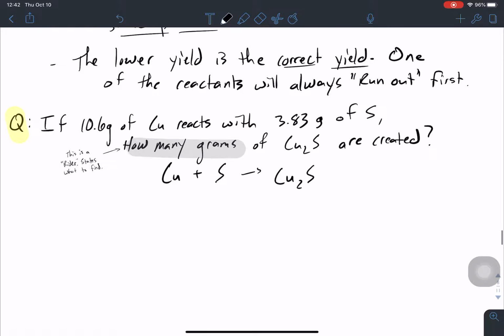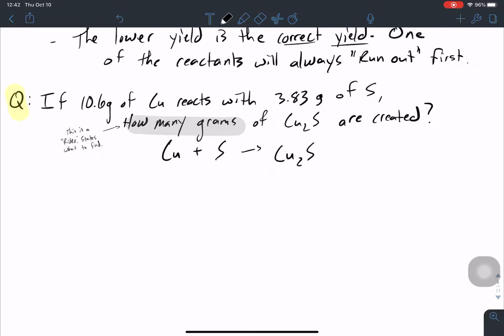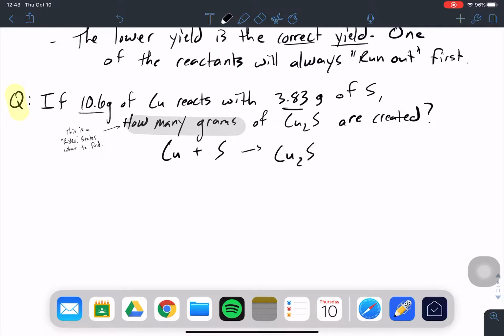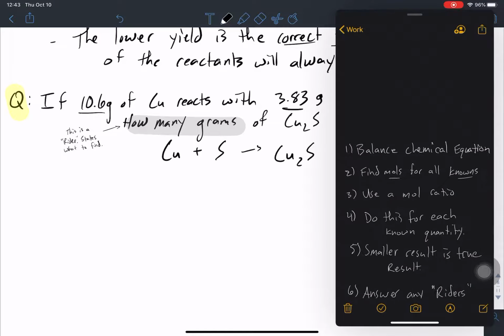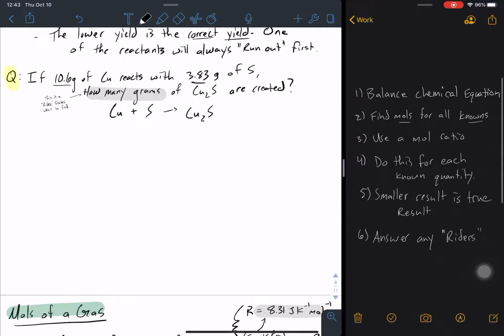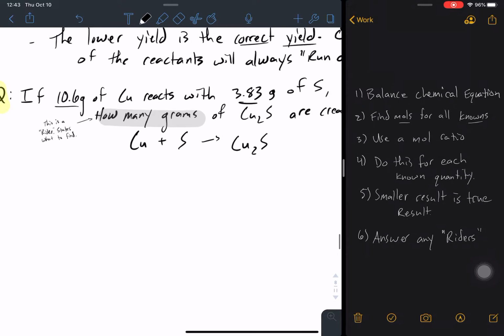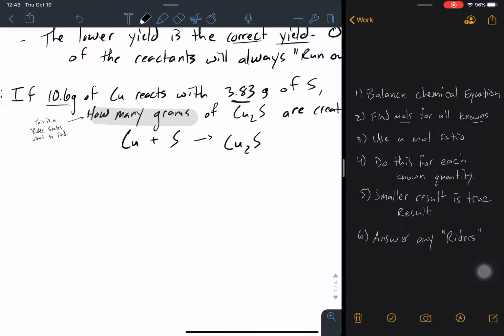So here's a bit of a question. This is usually what they'll look like. It's two masses here and going towards a final mass. Now, if we have 10.6 grams of copper and it reacts with 3.83 grams of sulfur, how many grams of Cu2S are created? I have a bit of a flow chart here on how we can go about answering something like this. First things first, you want to balance your chemical equation. So I'm going to look right here at this balanced chemical equation and I say, well, I have two coppers on the right, and so that means I need to have two coppers on the left. I've got one sulfur, that's okay. So we're good over here.